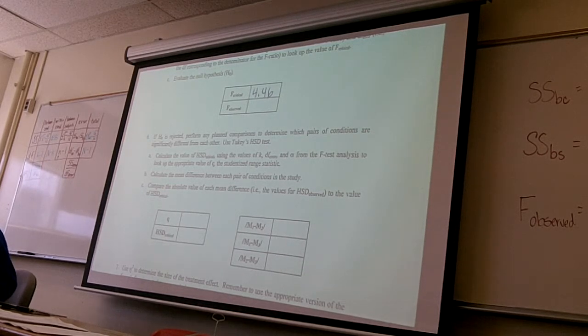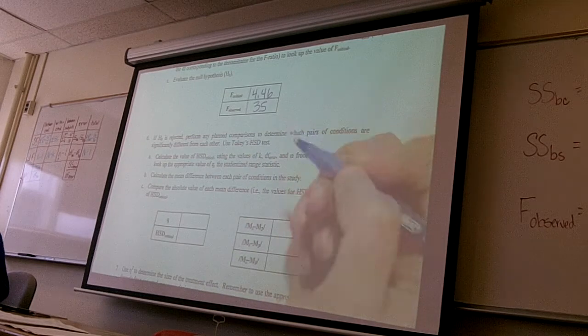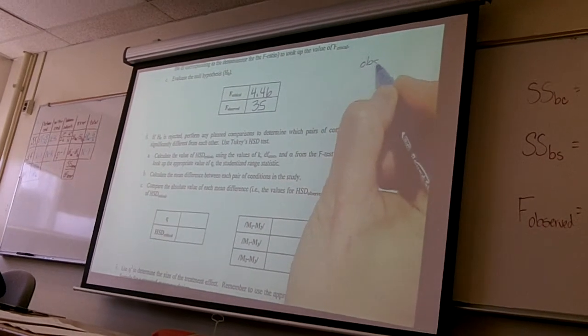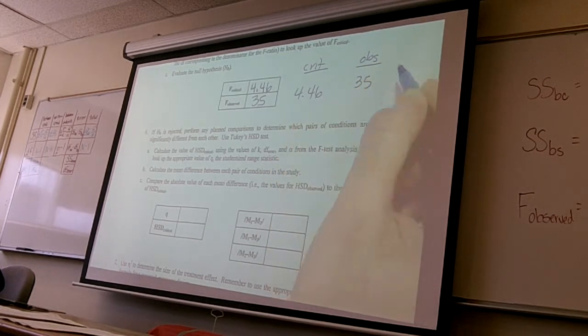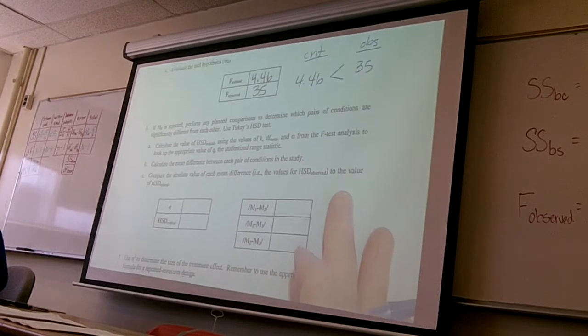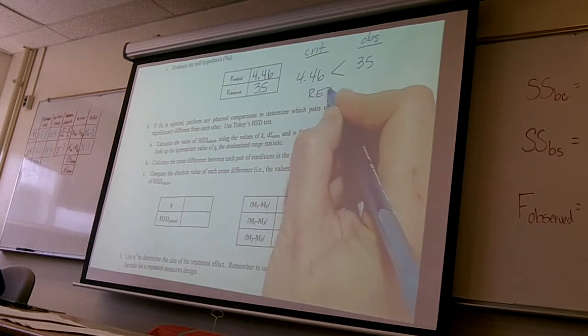So now, let's calculate F observed. I've given you the formula. Mean square between conditions is 35 over mean square error, which is 1. If you get out your calculator, what is F observed? 35. Okay, so if our observed value is 35 and our critical value is 4.46, then the relationship is like this, and that means we reject the null hypothesis.